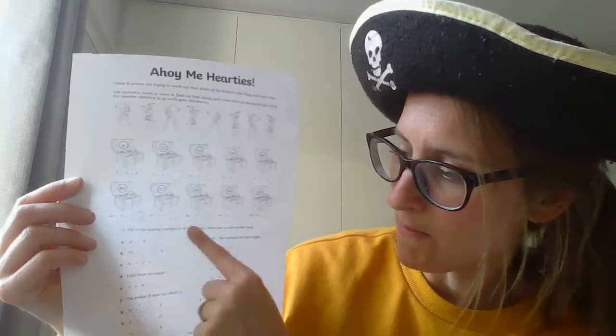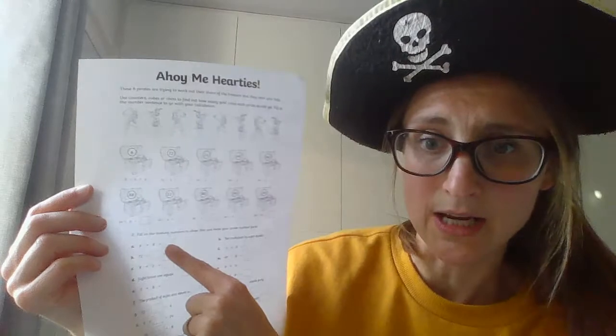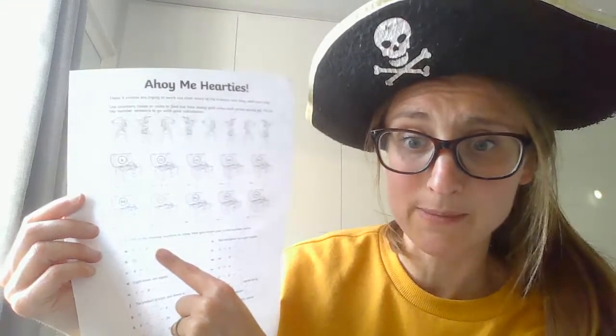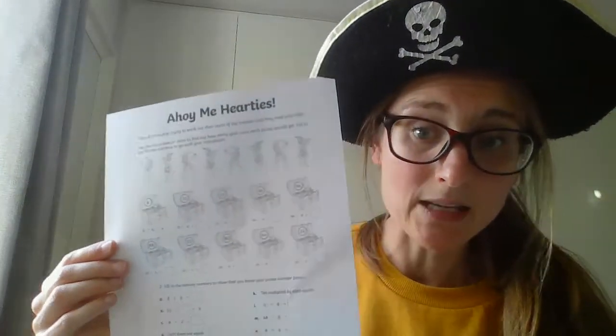Then down here, we've got a mixture of sums. 8 times 8. I ate and I ate till I was sick on the floor. 8 times 8 is, hopefully some of you are saying 64. So that's some different 8 sums here.